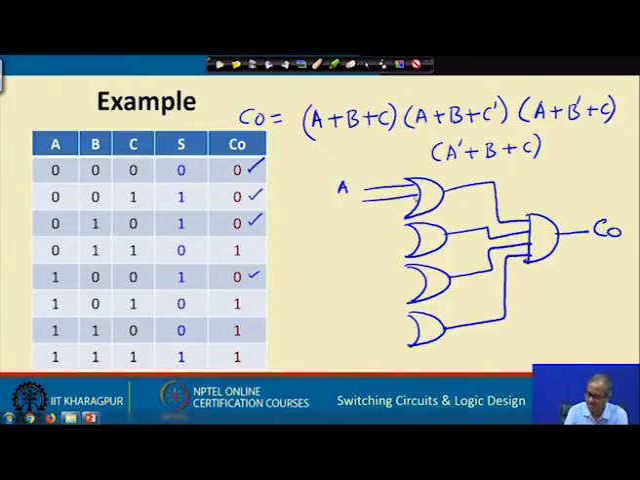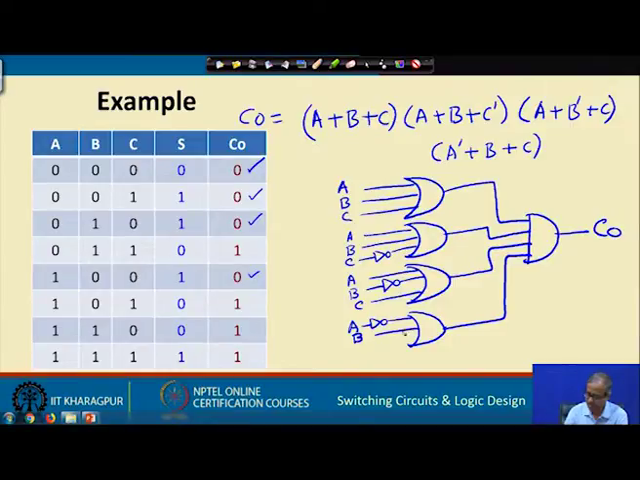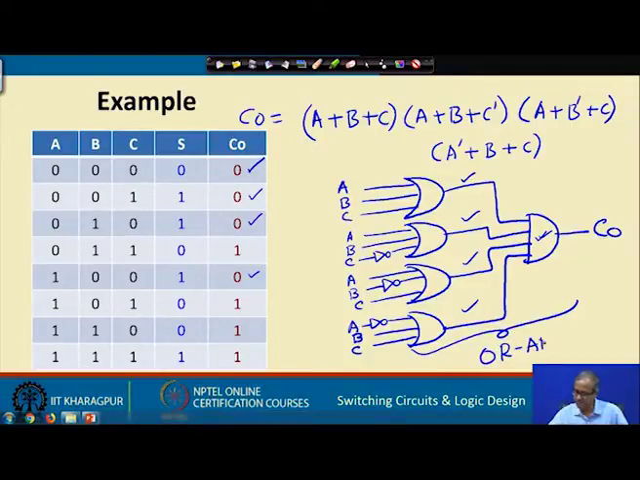So, you connect A, B, C straight away. Second one says A, B, C bar. A, B and C with a NOT gate, C bar. Third one A, B bar, C. A, B with a NOT gate, B bar and C. And last one A bar, B, C. A bar, B and C. So, you have these 4 sum terms appearing here, which you finally AND them together using this AND gate. It is very simple. This is also a 2 level realization. This is called an OR AND realization. Sum of products get mapped into AND OR, but here you get mapped into OR and AND. This is the basic convention.